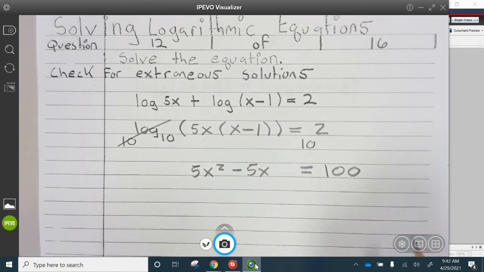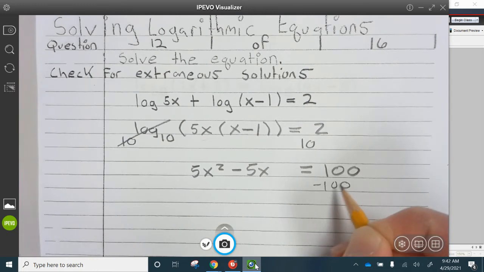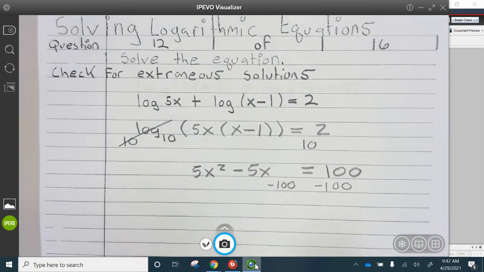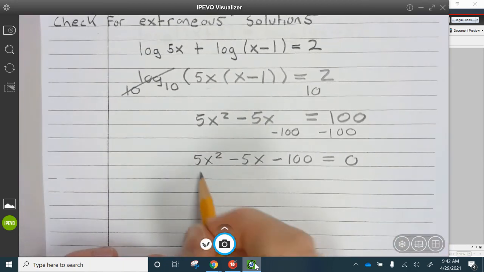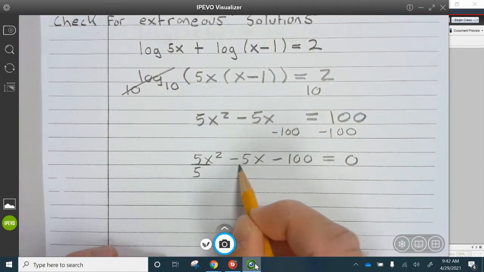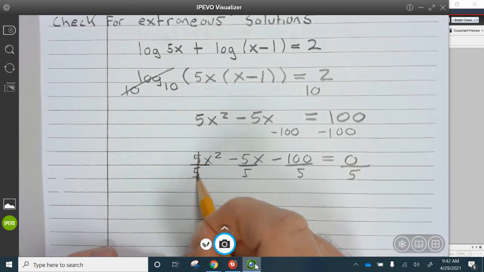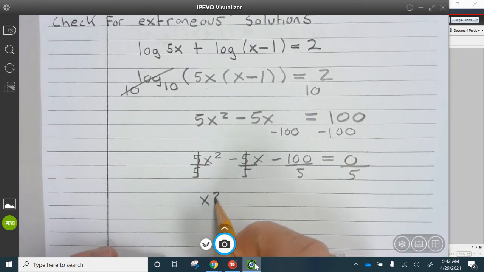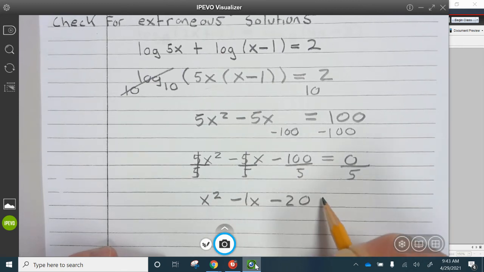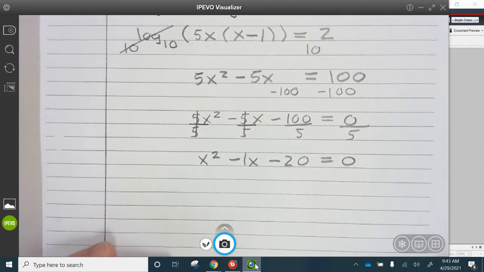Okay, let's subtract 100 from both sides. So then you get 5x squared minus 5x minus 100 equals 0. We can divide everything by 5. This divided becomes 1, 1. So then you're left with x squared minus 1x minus 20 equals 0.